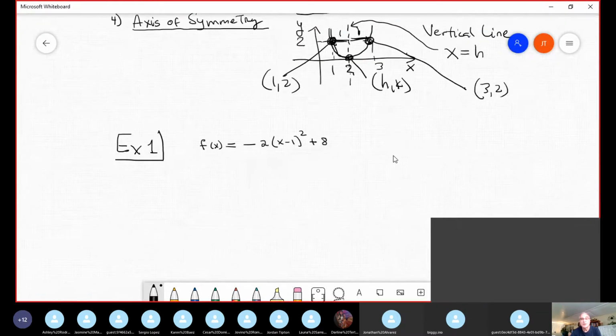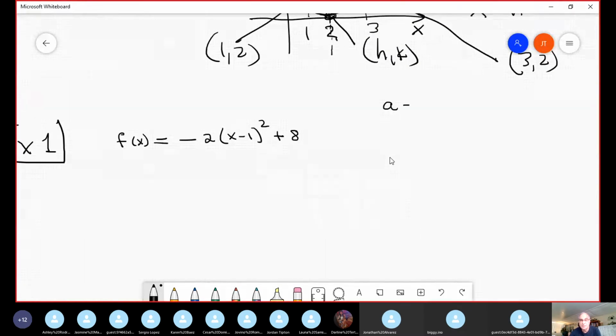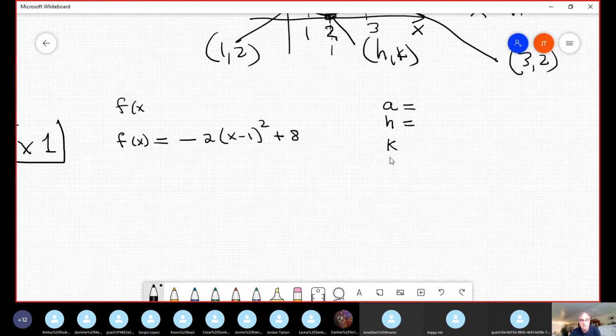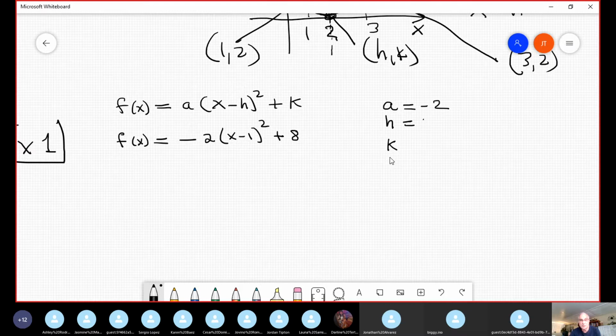Vertex. Very well. So immediately, I can see who is A, who is H, and who is K. Let me compare. I know that vertex form is A parenthesis x minus h squared plus k. And you can see, wow, what is A? A is negative 2. It's obvious, right? Look, compare. And h? Oh, h is positive 1.